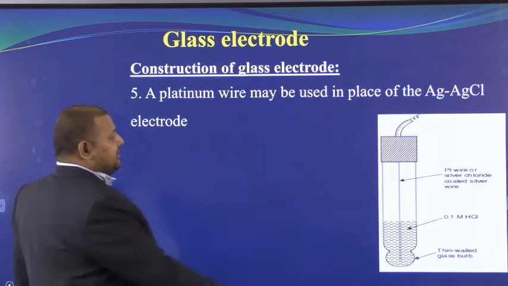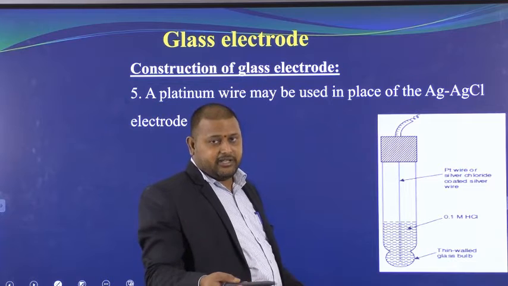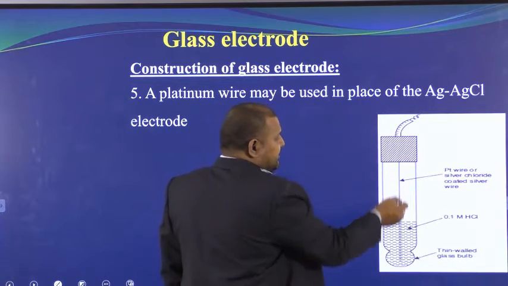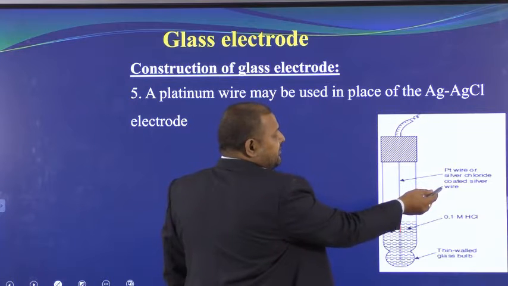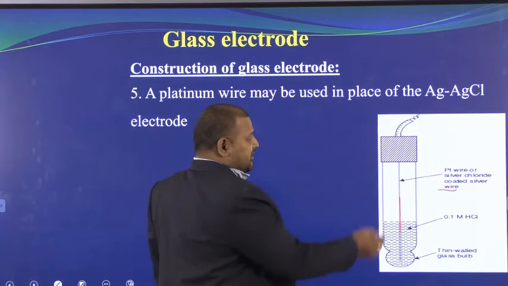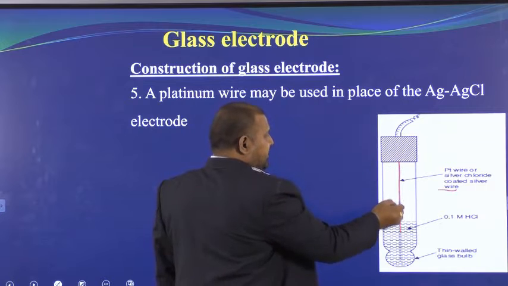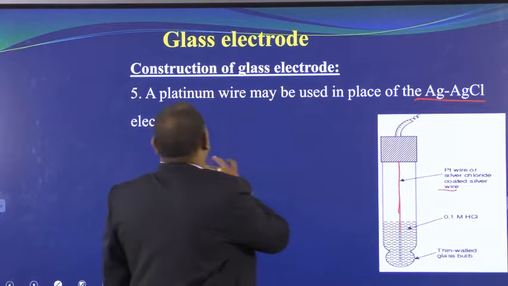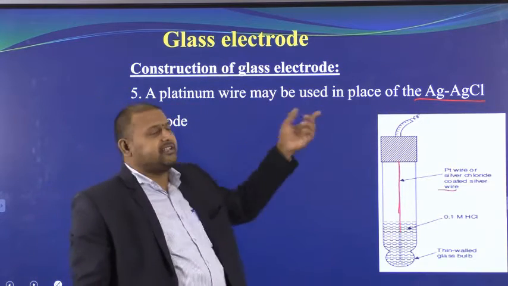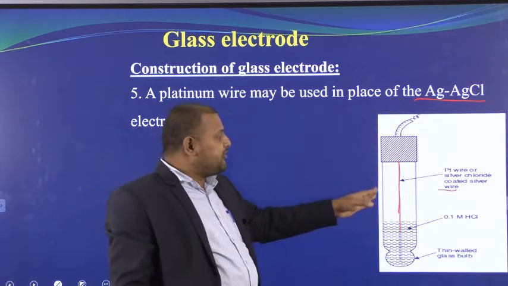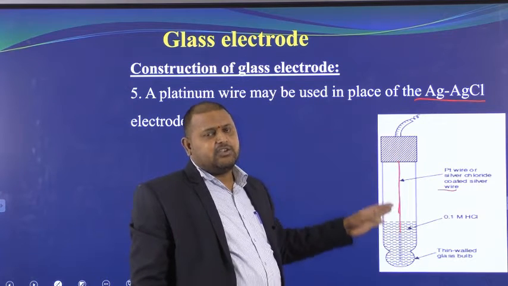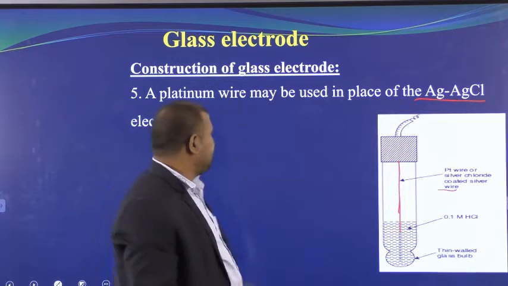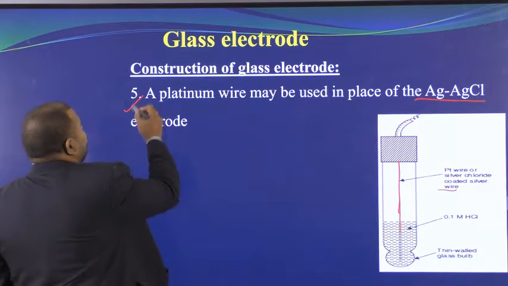And instead of drawing all these big diagrams, you draw a small diagram like this. This is a thin walled glass bulb. This is the platinum wire or silver chloride coated silver wire. Right? So draw this one. This is very simple. And this is the glass electrode. That's all. So we have the AgCl electrode. A platinum wire may be used in place of AgCl. So if you don't remember AgCl and all these things, you can simply remember it as a platinum wire, because platinum serves as a strong electrode, right? So this is about the construction of the glass electrode.